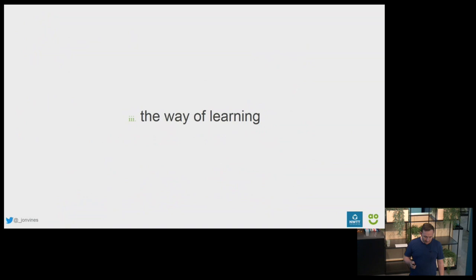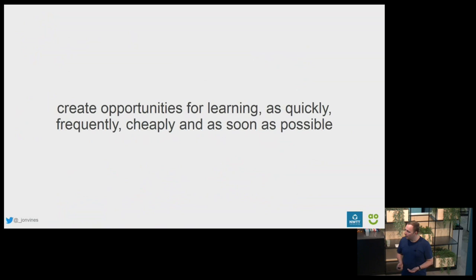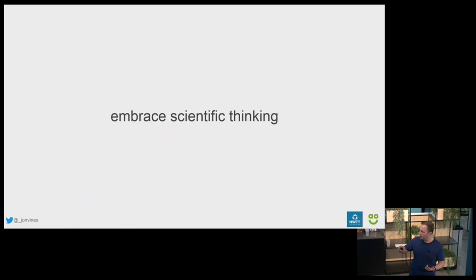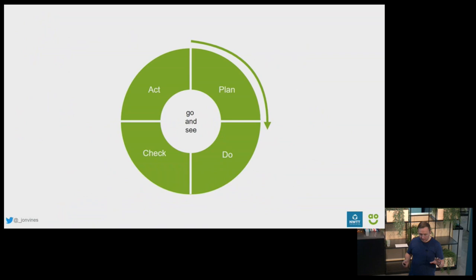And then finally, the way of learning. So the way of learning is about creating opportunities for learning as quickly, frequently, cheaply, and as soon as possible. And I guess the big thing here is to start to embrace scientific thinking. So a lot of Damon's talk was centered around that kind of OODA loop and the Sun Tzu's Art of War type stuff. The Plan-Do-Check-Act is another variant of that kind of OODA loop.